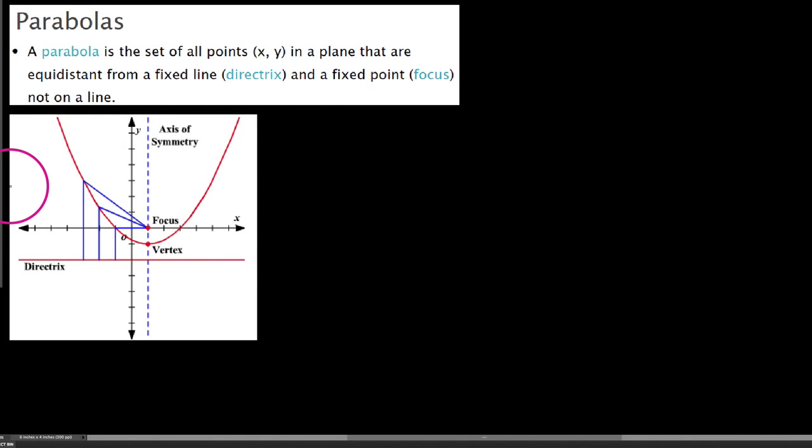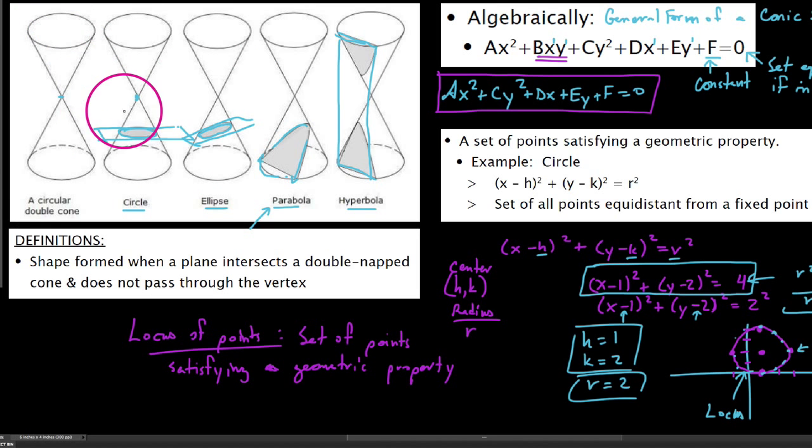Okay, YouTube, in our last video, we explored this idea of conic sections, this idea that if we had a double-napped cone and we sliced it with a two-dimensional linear plane, we could create these four basic shapes. And in this video, we're going to focus on the parabola and start by defining what a parabola is.